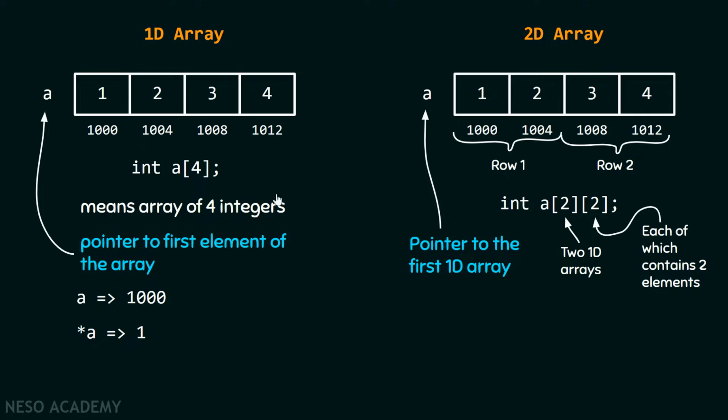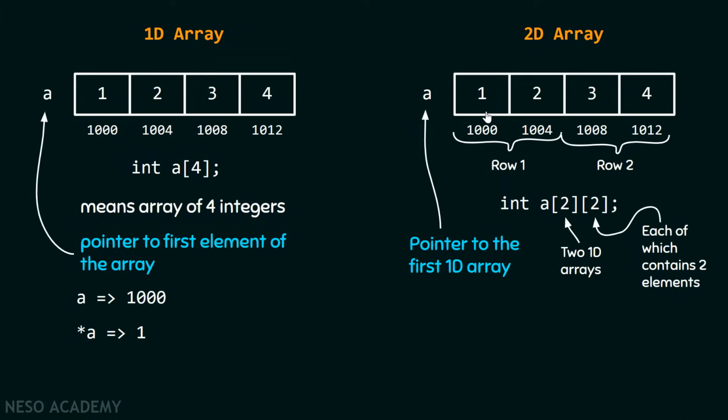If I want to get the first element of this one-dimensional array, I can get this first element by placing a dereference operator in front of this name. But in case of a two-dimensional array, simply placing a star in front of this name will not get me this element. Because here A is the pointer to the first one-dimensional array, the whole one-dimensional array, not the first element.